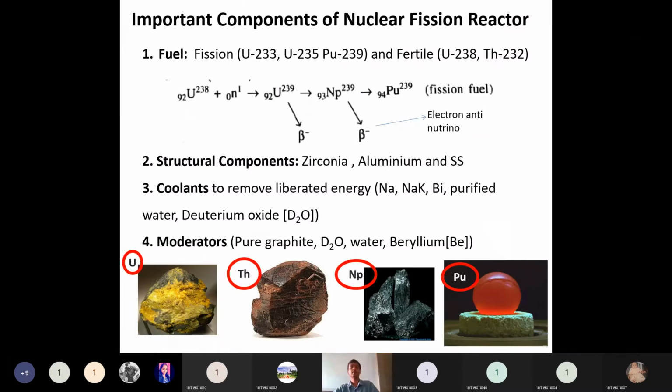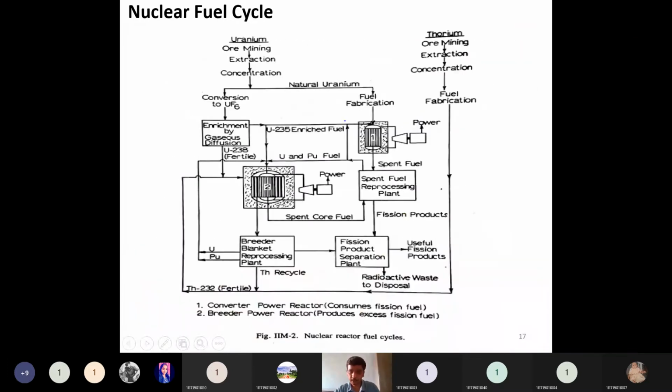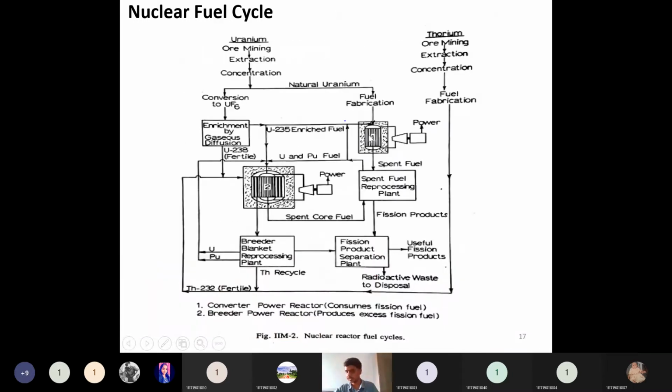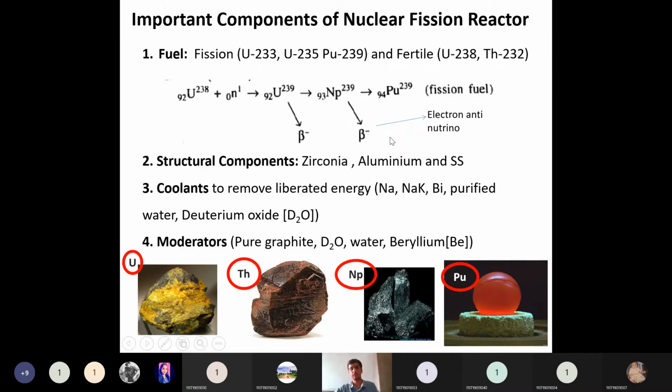Then after drawing this, we will concentrate more on the reactors. What is required to operate this reactor? This is a general flow sheet. After drawing a general flow sheet, there is another important question: explain in detail the major components of a nuclear fission reactor. So in the nuclear fission reactor, what are the various components? We will discuss that in detail.